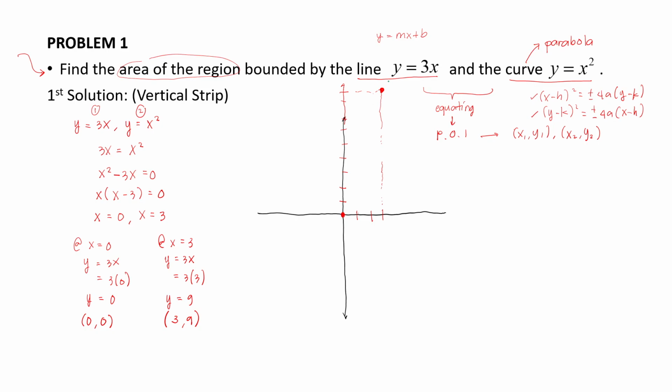So let's have the line first. Connect the two dots, and that would be the line y equals 3x. Then the other one would be the parabola. Again, there are shortcuts for the parabola. Whichever variable is linear, the parabola opens along that. Since y is linear and it's positive, it's opening upward.